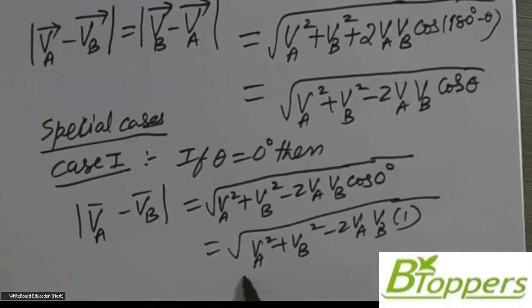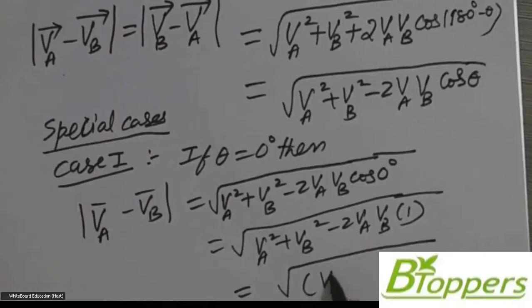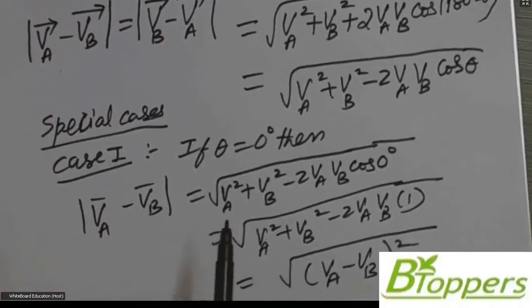So this you can write under root of VA minus VB whole square. Or you may also write under root of VB minus VA whole square. But remember that modulus of vector cannot be negative. Difference of two vectors is again a vector, and modulus of any vector cannot be negative. So modulus of vector difference VA bar minus VB bar will be positive.